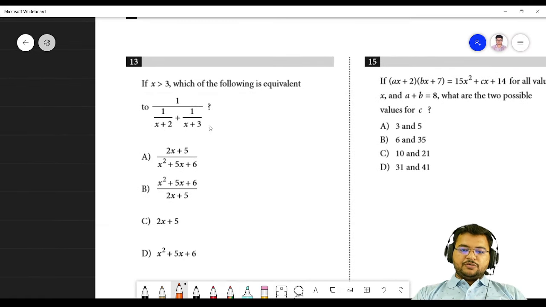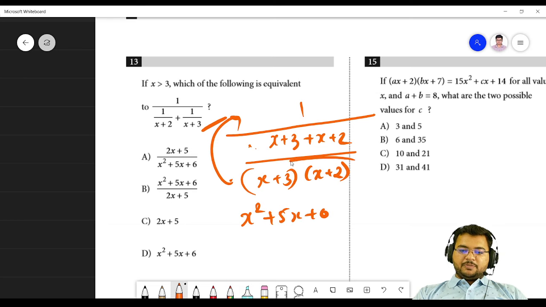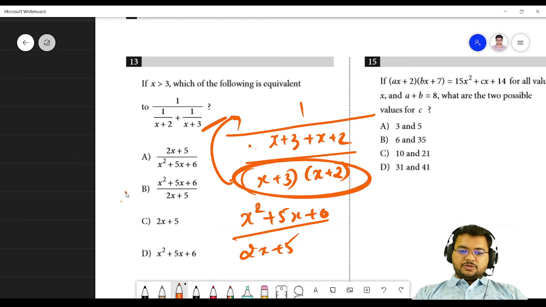The 13th question is very simple. You have to solve this type of question. I have even done this type of question in my videos. First we'll solve the denominator. It will give us x plus 3 plus x plus 2 upon x plus 3 times x plus 2, and this whole part is in the denominator. The numerator is 1. Now the denominator of the denominator goes to the numerator, so it will give x squared plus 5x plus 6 by multiplying both terms, and this will be 2x plus 5. So this is our option B.